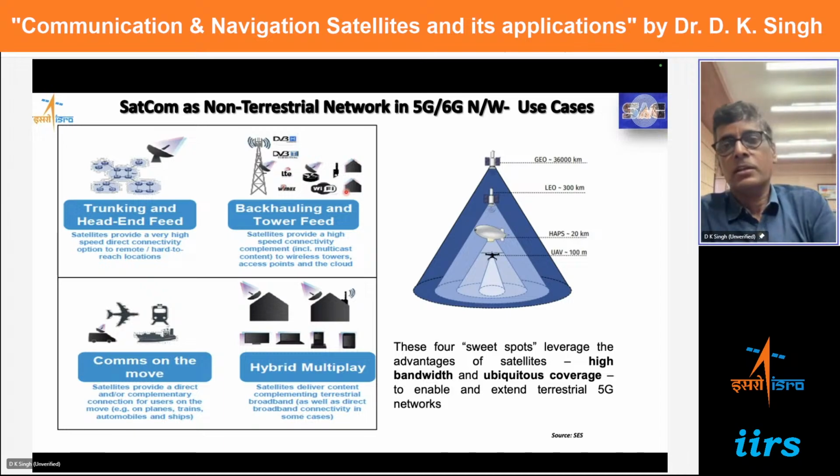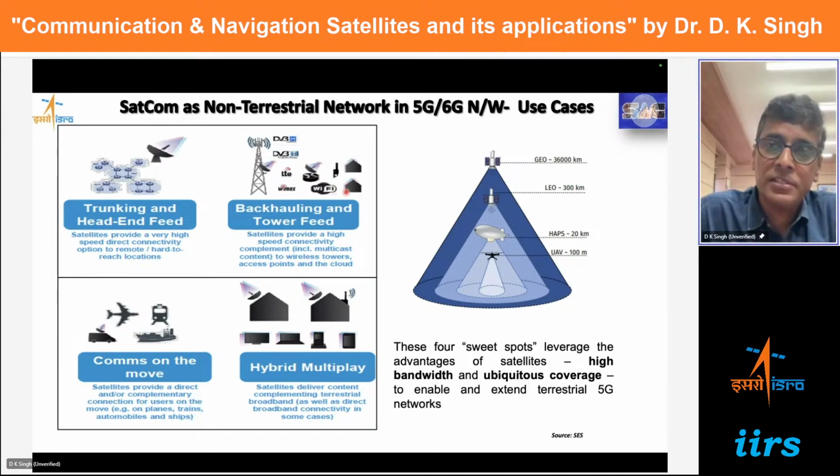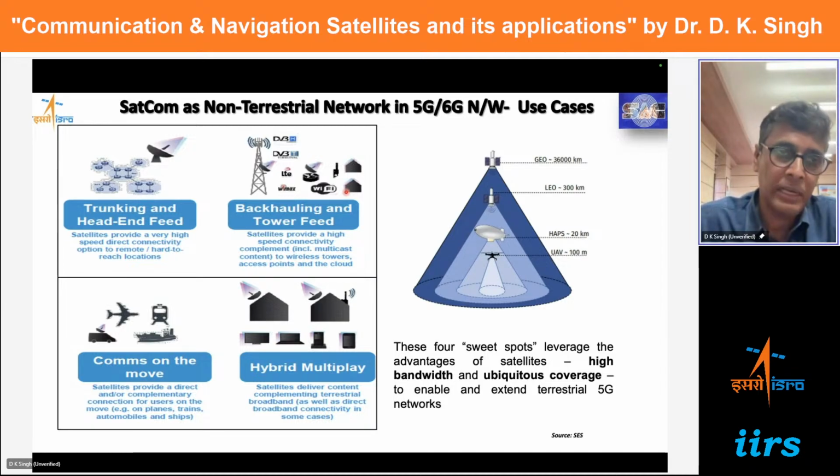Now we are talking about 5G, 6G networks coming up. In these upcoming 5G and 6G networks, the satellite will be integrated seamlessly. So as an end user, you will never know whether your call or your internet is being fed by satellite or the terrestrial network. So there are four major applications. One is trunking, backhauling, then communication on move, and then video and data communication merger.